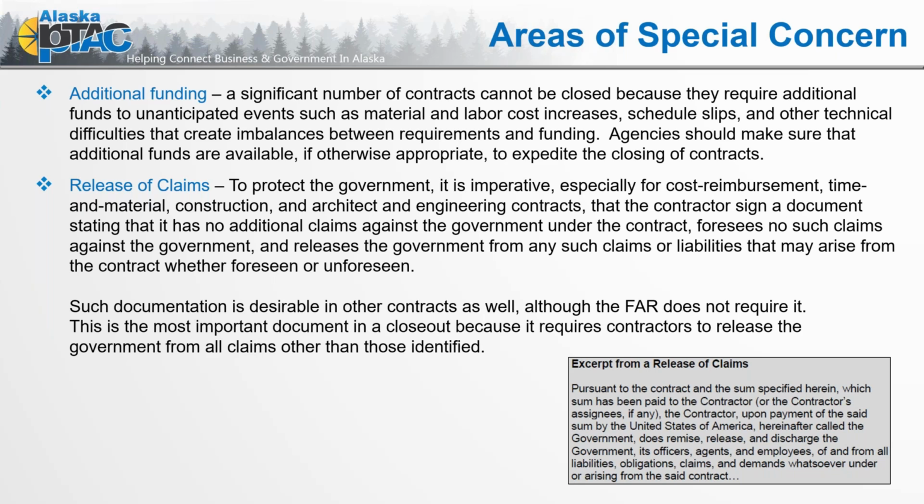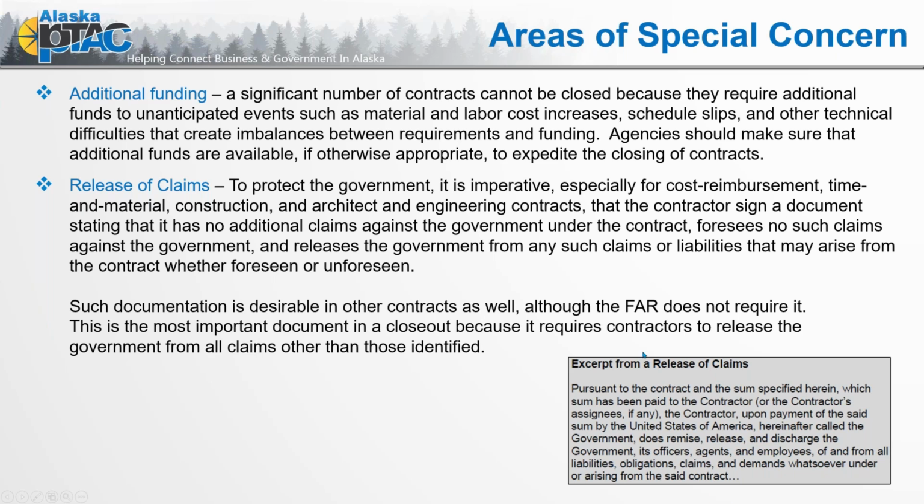Release of claims. And this is really back, especially for cost reimbursement, time and material, construction, architect, engineering. The contractor signs a document stating that it has no additional claims against the government under the contract. Now, for those same business factors, often there is that release of claims that you are pulling. Not only are you providing it to the agency, but you are in turn requesting that information from your subs to make sure that all is resolved, going down that contracting tier before you're signing that release for the contracting officer. And when there are multiple tiers, multiple levels, that release of claims process can, again, take time.